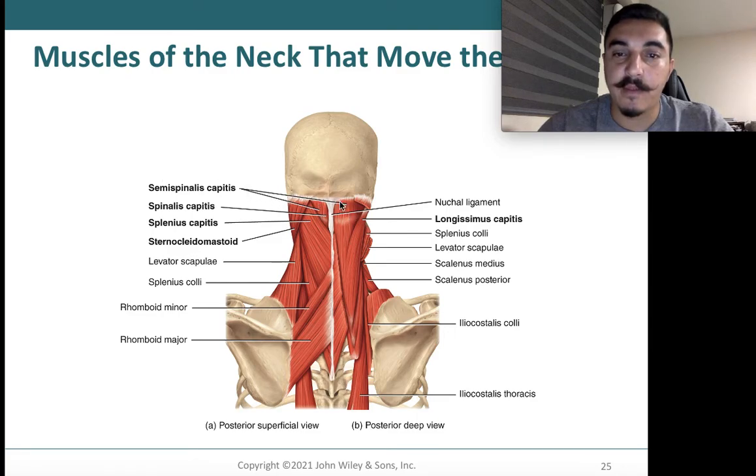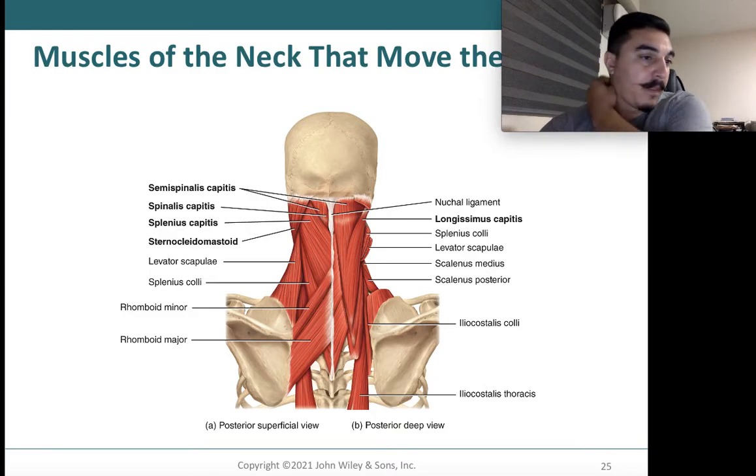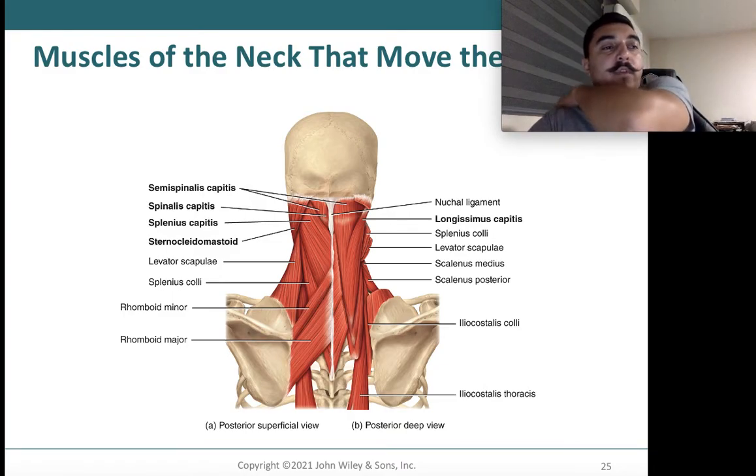Semispinalis capitis, so that's on the top. Spinalis capitis right here. Splenius capitis right here. Longissimus, the longest capitis. Did you see how they were using that? So we have, let's see, sternocleidomastoid, which is going to help us with our vertebral column.